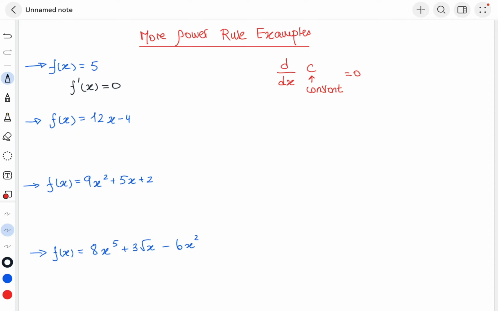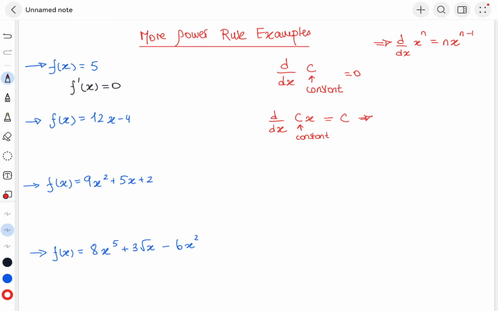Moving on to the second one. Whenever we have the derivative of a constant with an x, the final value will be the constant itself. As we said, the rule for the derivative of x to the power n will be n x to the n minus 1. That's the power rule.